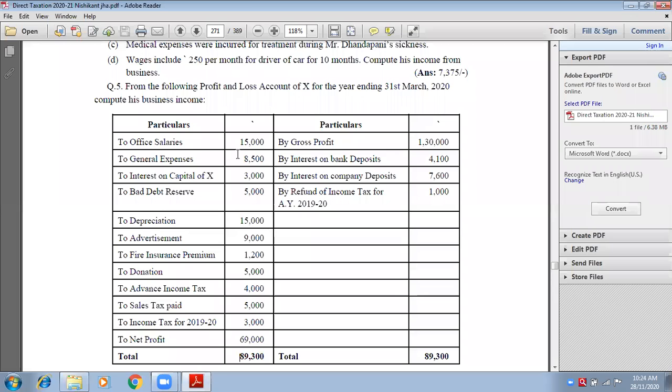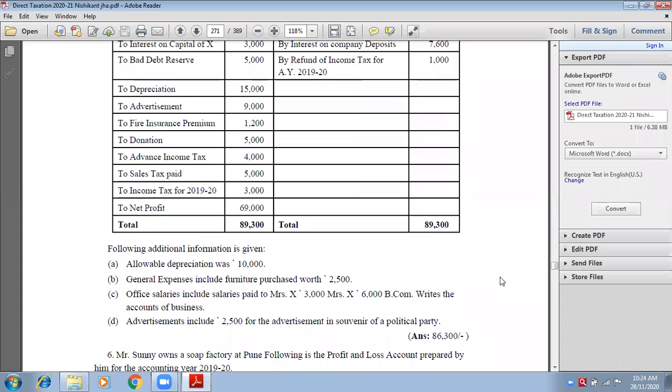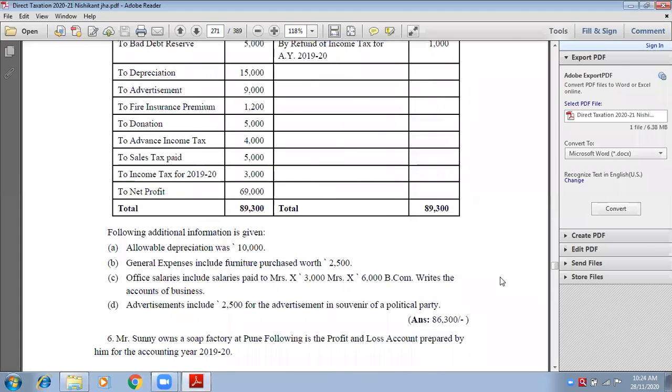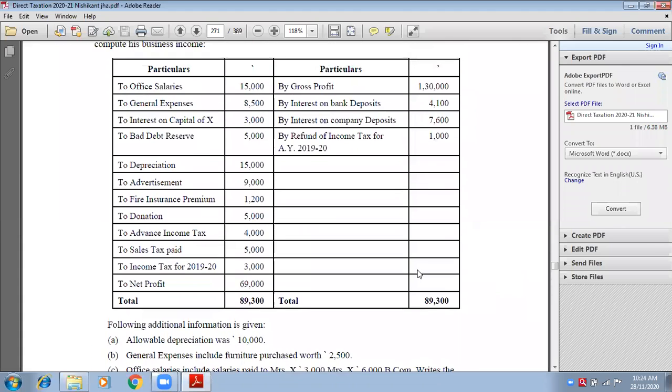So let us start discussing question number 5 and 6 that was given in the homework. Look at this question, and we have a few adjustments also. So let us start. You must have written first net profit 69,000. Is it correct?